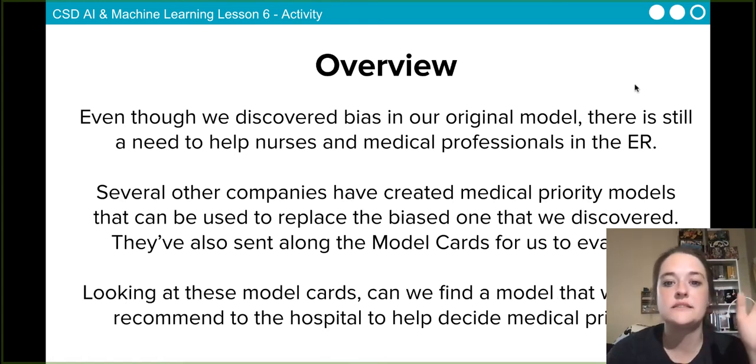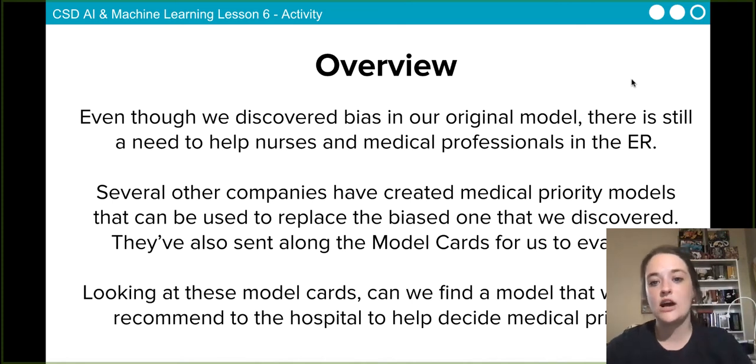Even though we discovered bias in our original model, there is still a need to help nurses and medical professionals in the ER. Several other companies have created medical priority models that can be used to replace the biased one that we discovered. They've also sent along the model cards for us to evaluate. Look at these model cards and let's see if we can find a model that we would recommend to the hospital to help decide medical priority.